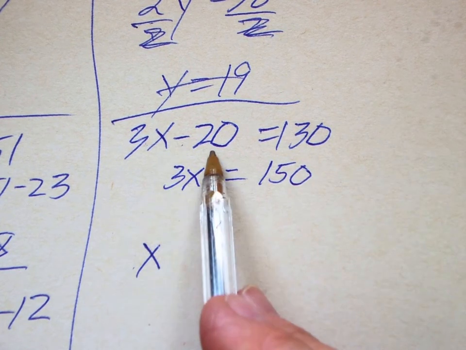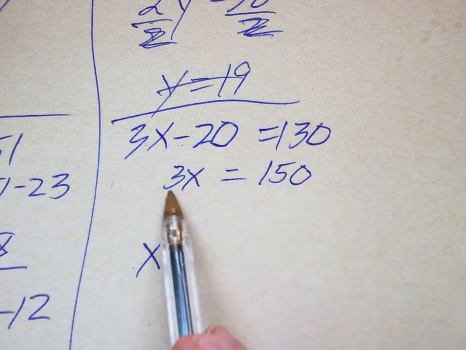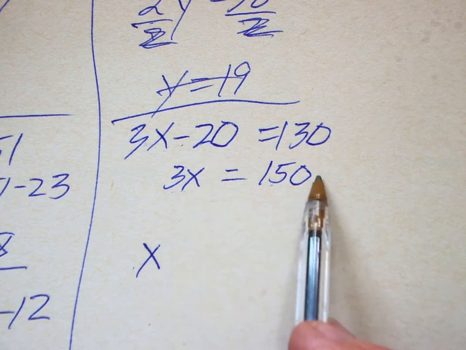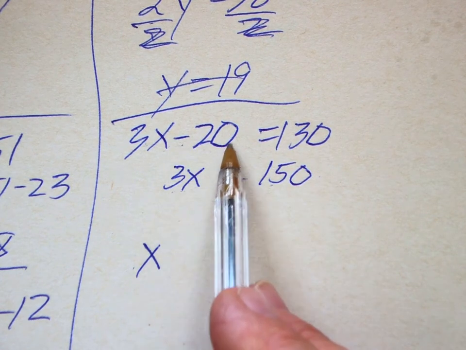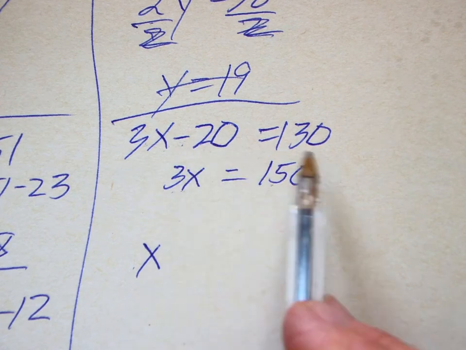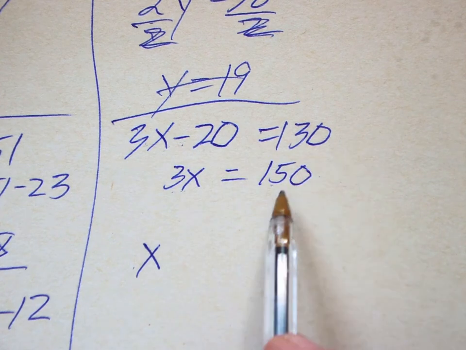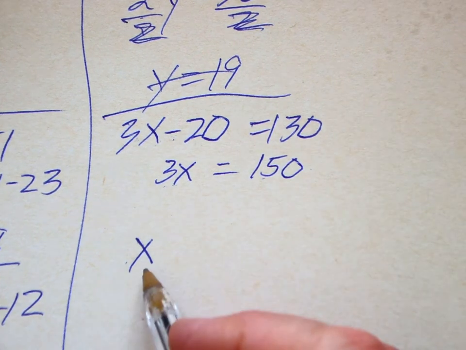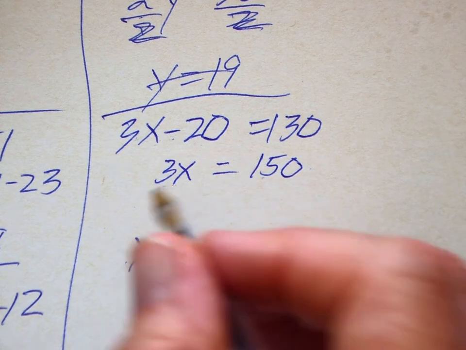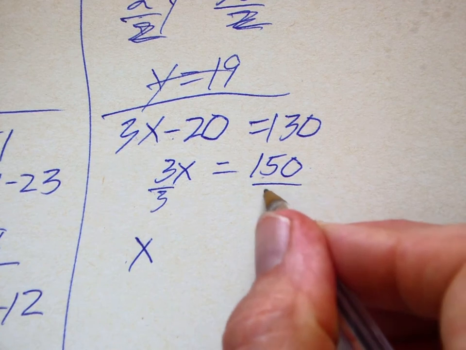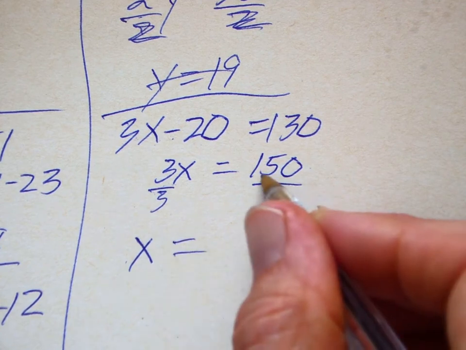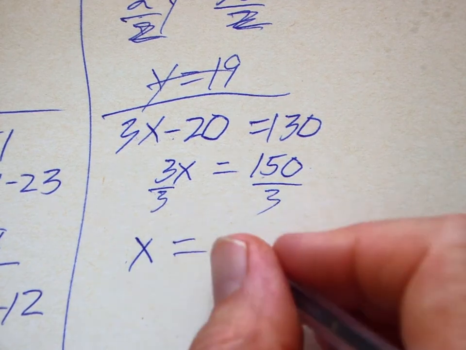So I went from this to this. I just moved the 20 to the other side by adding 20. Minus 20 plus 20 is 0. It disappears. 130 plus 20 is 150. Now, how do we get to x? Well, you got 3 x's. You want 1 x, so you're going to divide by 3. That means you divide this by 3. X is 150 divided by 3. 50.